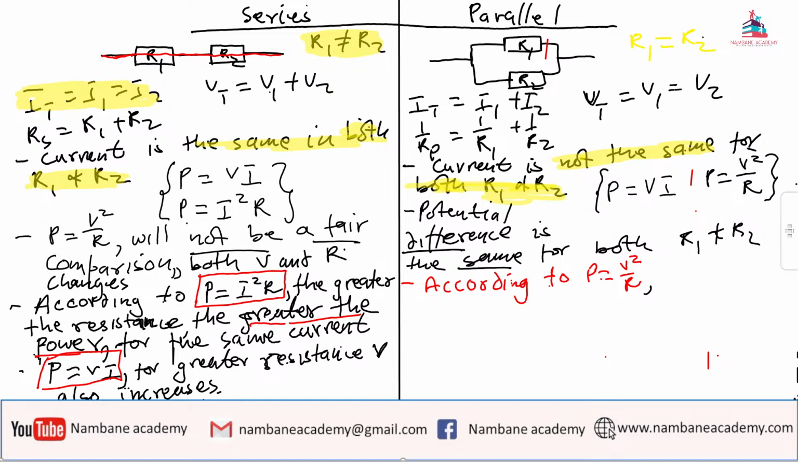Let's see now. Then we can easily say the smaller the resistance, the greater the power, for the very same potential difference, because the potential difference is remaining the same.